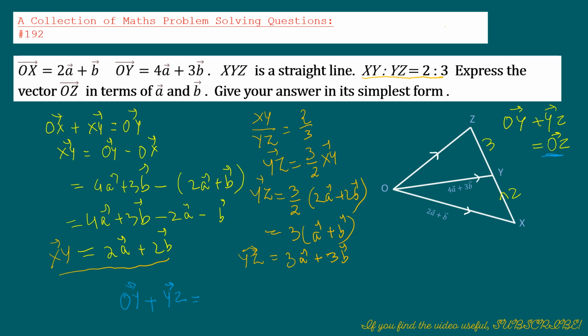So OY plus YZ equals, OY is given to us, 4a plus 3b, and then plus YZ, and YZ is plus 3a plus 3b, and that equals 4a plus 3a is 7a, plus 3b plus 3b equals 6b, and that equals OZ. So OZ in terms of a and b would be 7a plus 6b.